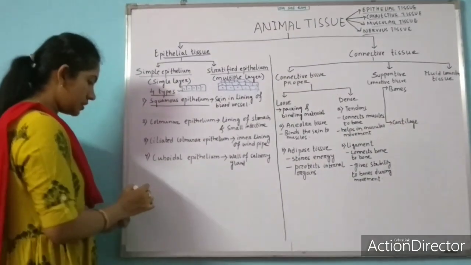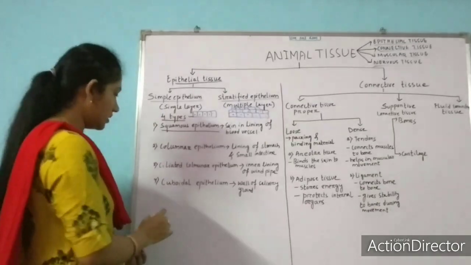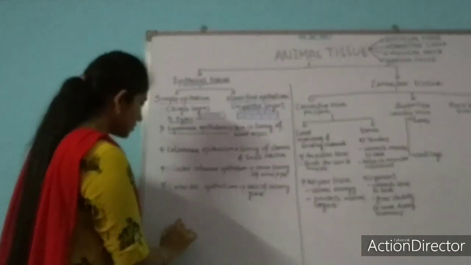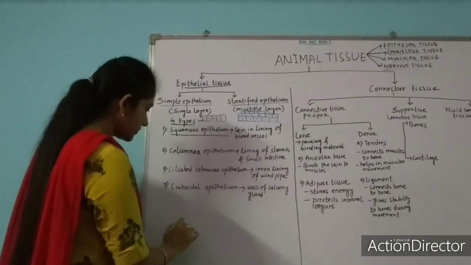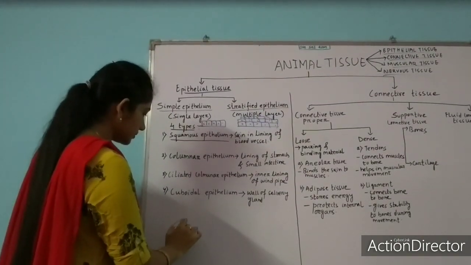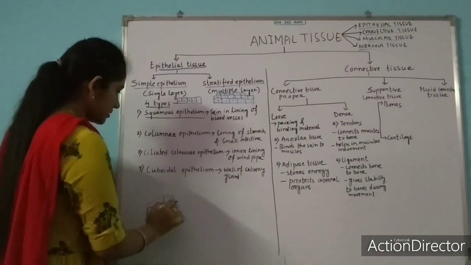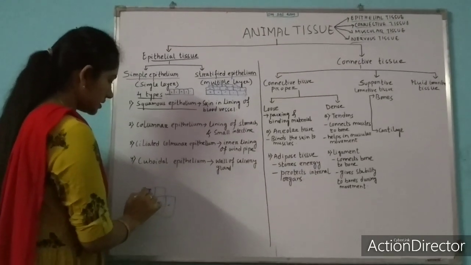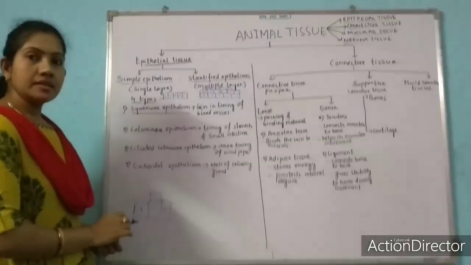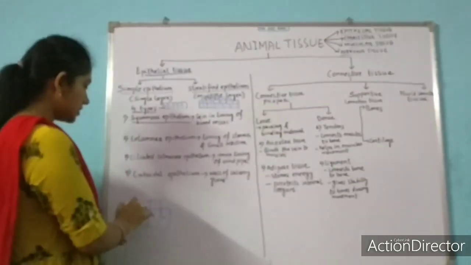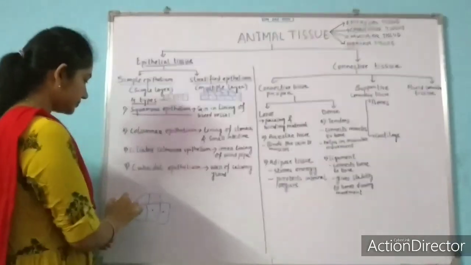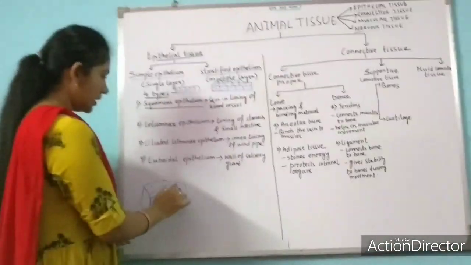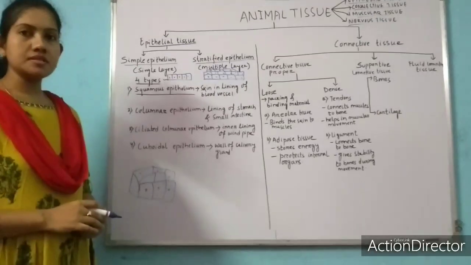If I draw the structure of squamous epithelium, this is the diagram. We can draw it like this: squamous cells which connect to one another, and you can see there will be no intercellular space between the cells.